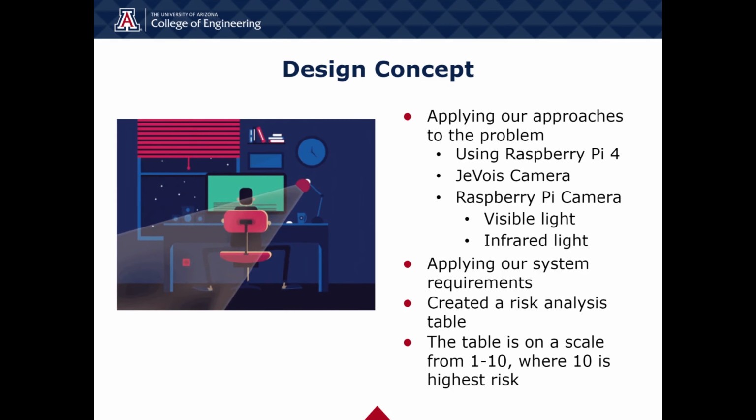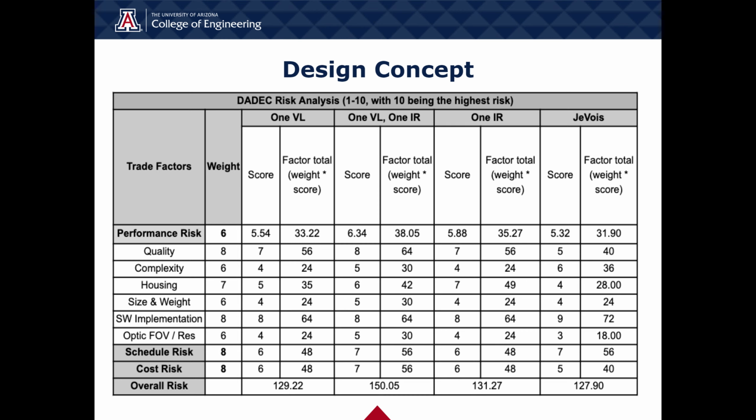Through the next 2 slides, we'll look at a DADEC risk analysis table that sets the cornerstone for us to pick our camera. Our camera options varied between a Raspberry Pi 4 and its multiple configurations or the JBWA smart camera. We measured our decision based on risk using a weighted point system. Features like quality and software implementation were important to us, so we weighted them as 8, while things like complexity were not as important, so they were weighted as 6.